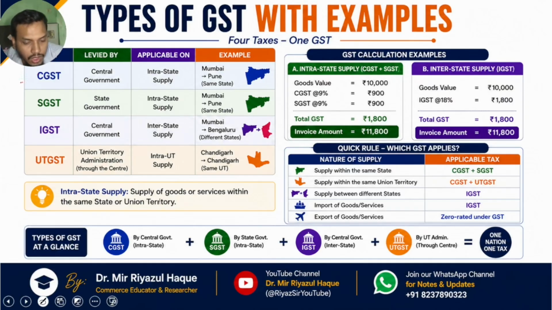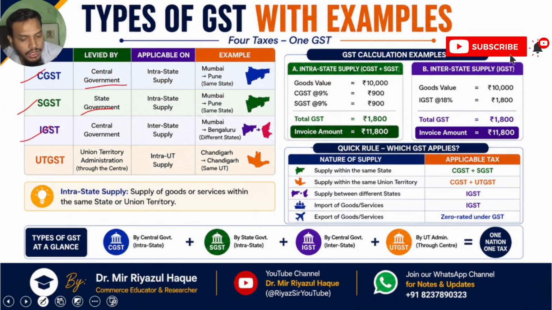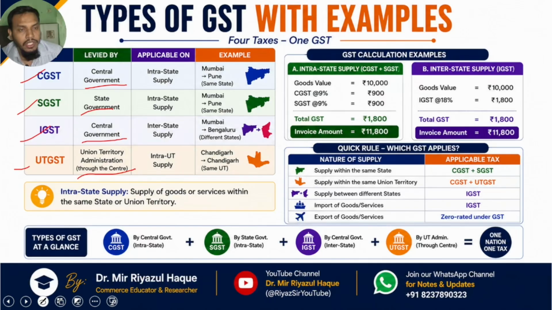Very first, CGST, that is levied by the central government. Second, SGST, it's levied by the state government. Third, IGST, it is levied by the central government. Fourth, UTGST, which is levied by the Union Territory Administration through the center. And how do these GSTs work? So here we have a very quick rule.